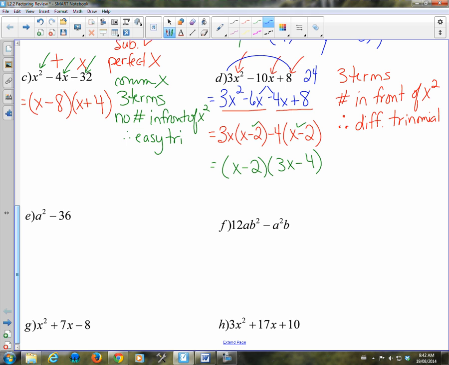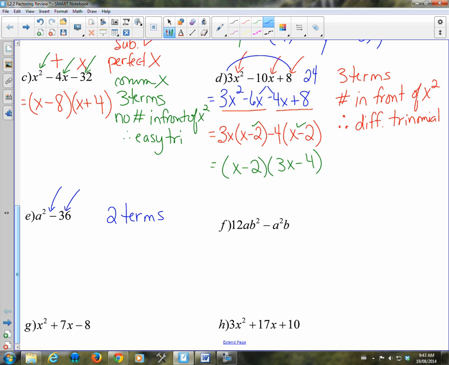So a squared minus 36, only 2 terms. Try to common factor. There's nothing in front of the a squared to common factor out, and 36 doesn't have an a to make anything common. So 2 terms could mean that it's a difference of squares. I look at the expression. Is it subtracting? Yes.